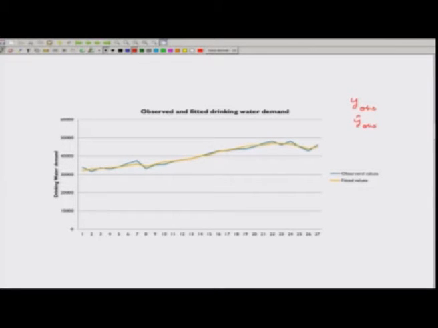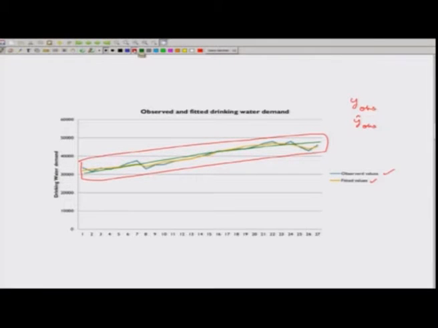Here this green line indicates the observed values, and the yellow line indicates the fitted values. One can see in this segment that the difference between the observed and fitted values is not much, and in most cases they lie over each other. Even if I try to fit a model here, possibly it may look like this. So this gives us confidence that yes, the model can be used for forecasting.